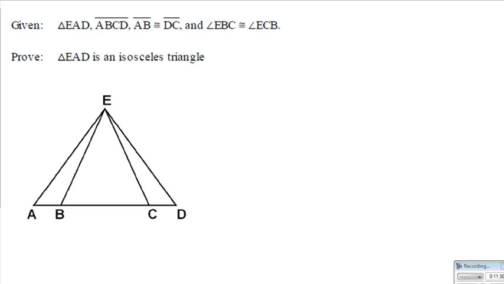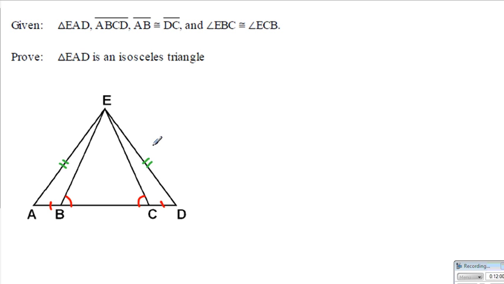Here, first we've got AB is congruent to the small line segment BC, and then EBC, which is this angle, is congruent to this angle. Now we want to prove that the big triangle AD is an isosceles triangle. In order for us to prove that, what we actually need to prove is this line segment is congruent to this line segment.